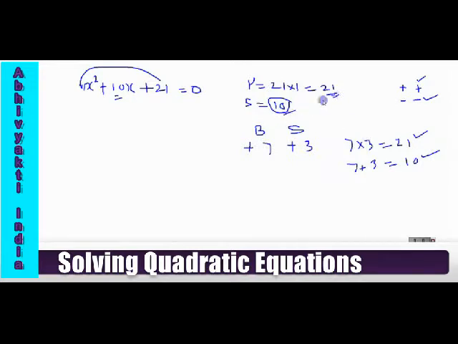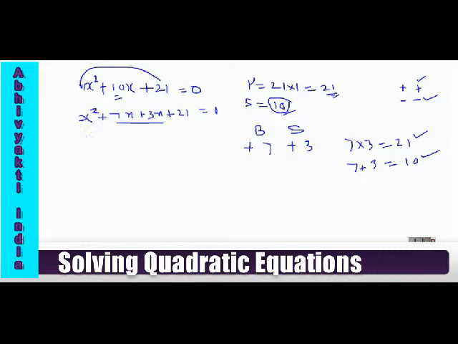Now we will split the middle term 10x as 7x and 3x. So this can be written as x square plus 7x plus 3x plus 21. By doing so, we are not making any change in the original expression, because 7x plus 3x makes 10x only. It is just like saying 10 rupees is equal to 7 rupees plus 3 rupees.